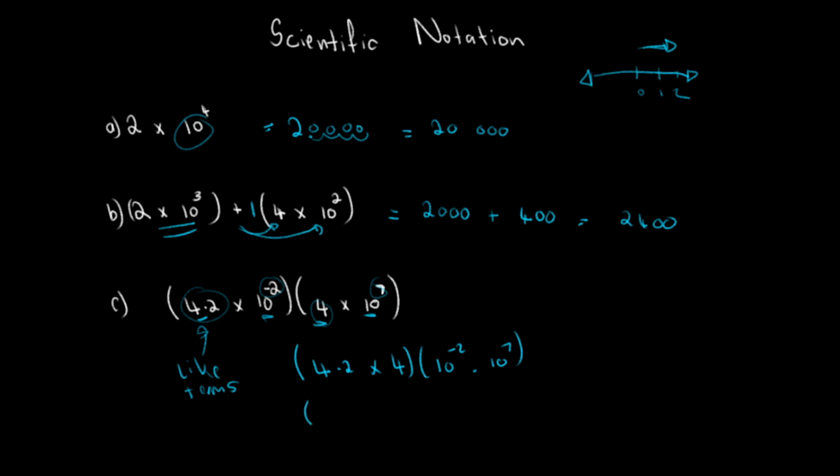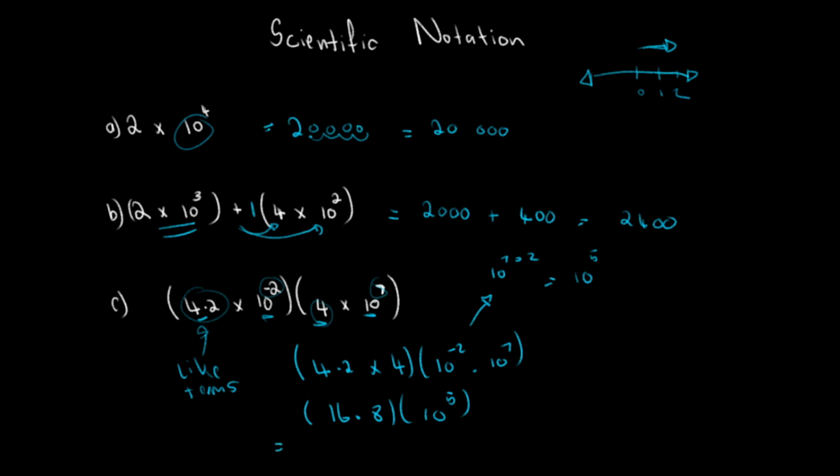Well, this equation would be 4.2 multiply 4. I can say 4 multiply 4, which is 16. And then 4 multiply 0.2, which is 0.8. And then if I had to rewrite this as an equation, it would look something like this. 10 to the power of 7 minus 2. So that gives me 10 to the power of 5.